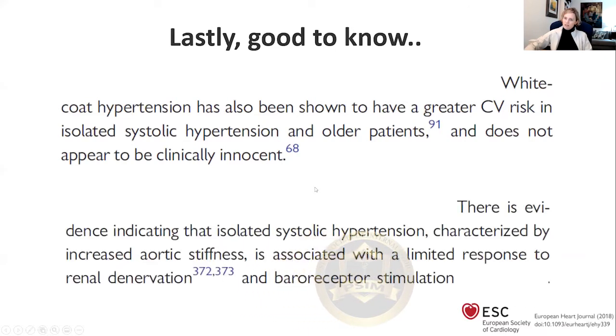And also there is evidence indicating that isolated systolic hypertension characterized by increased aortic stiffness is associated with a limited response to renal denervation and baroreceptor stimulation. That is potentially because renal denervation and baroreceptor stimulation are specialized treatments focusing on sympathetic nervous system activity, whereas aortic stiffness is another pathophysiological pathway to increase blood pressure, and therefore it's not really surprising that those interventions are not as successful in treating isolated systolic hypertension.